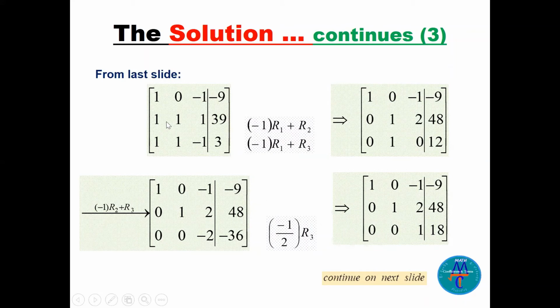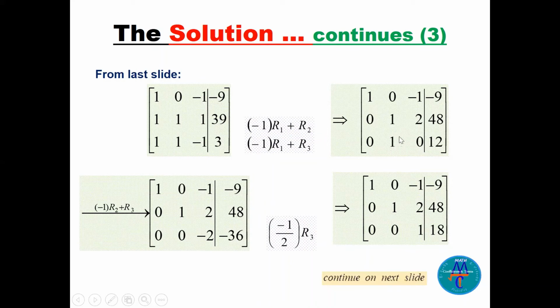Now I have to change this number here to 0 and this number to 0. So I use row 1: multiply -1 times row 1 plus row 2. Let's see. -1 plus this, 0. 1 will stay. -1 times -1, 1. Plus 1, 2. -1 times -9 is 9. Plus 39, 48. Now let's multiply -1 times row 1 plus row 3. -1 with this one, 0. This is 1. Multiply with -1 becomes 1. Plus the -1, 0 is there. Multiply with -1, so that's 9. With 3 becomes 12.